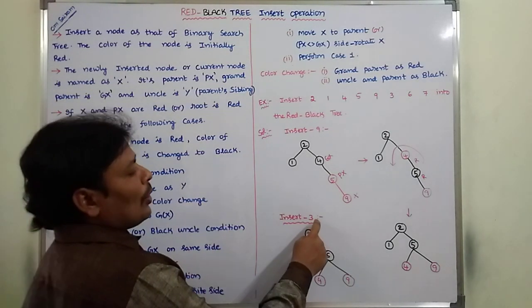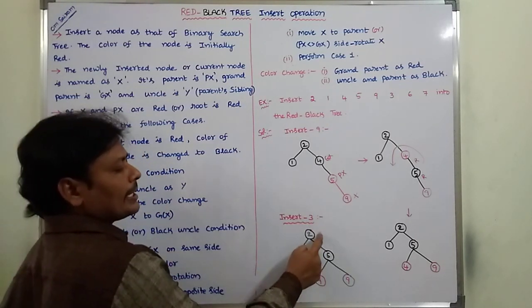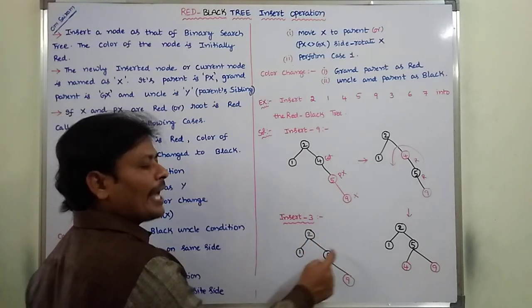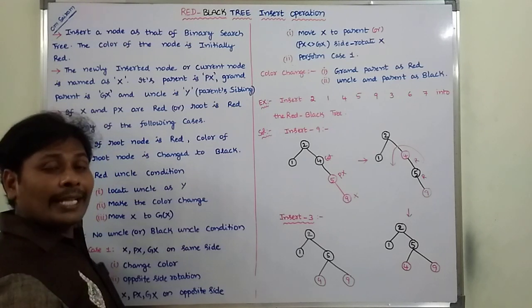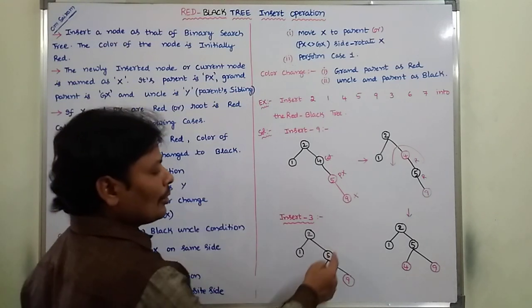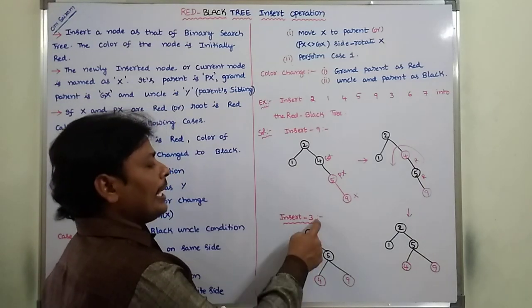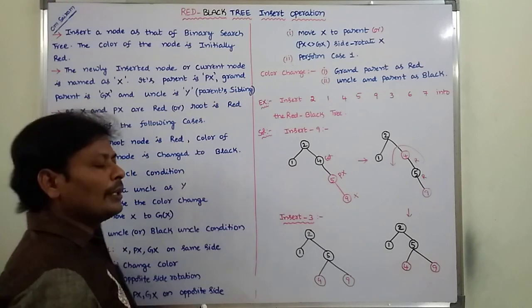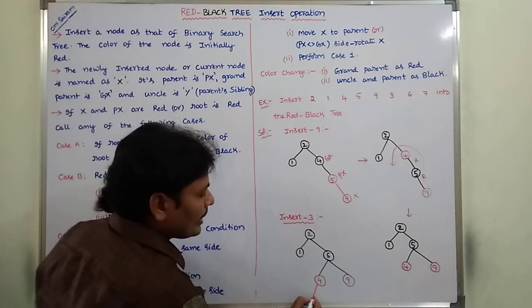Okay. So node 3 is compared with the root node. 3 is greater than 2, so go to the right subtree. Next, 5 is there. So 3 is compared with 5. 3 is less than 5, so go to the left subtree. Next, here 4 is there. 3 is compared with 4. 3 is less than 4. Go to the left hand side. It is empty. Now we are inserting node 3.